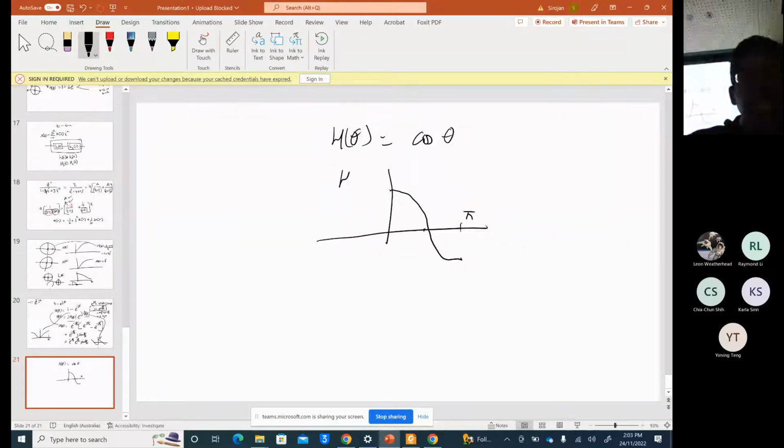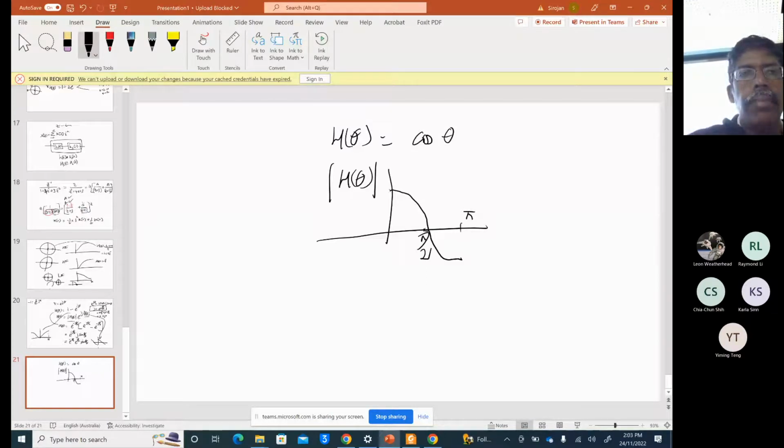But magnitude response means mod of H theta. So that means this is pi by 2, and we can't have this part below zero. So this has to be flipped up, okay, mod of H theta. And then this part, because this is minus, that minus has to come in the frequency response. So we can write it as mod of H theta multiplied by e to the j phi theta.